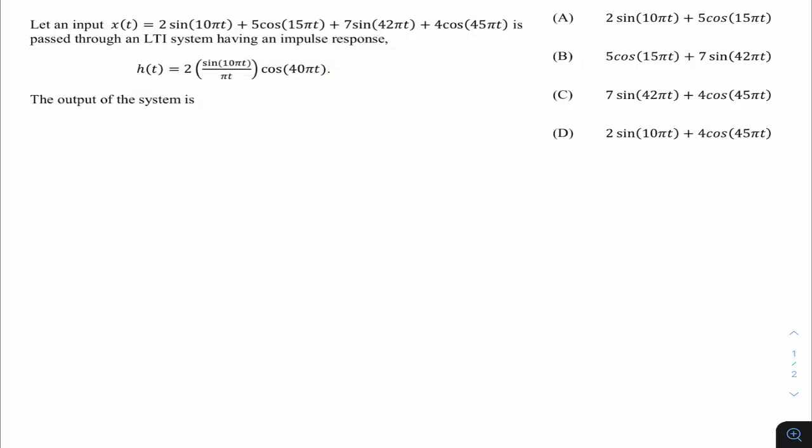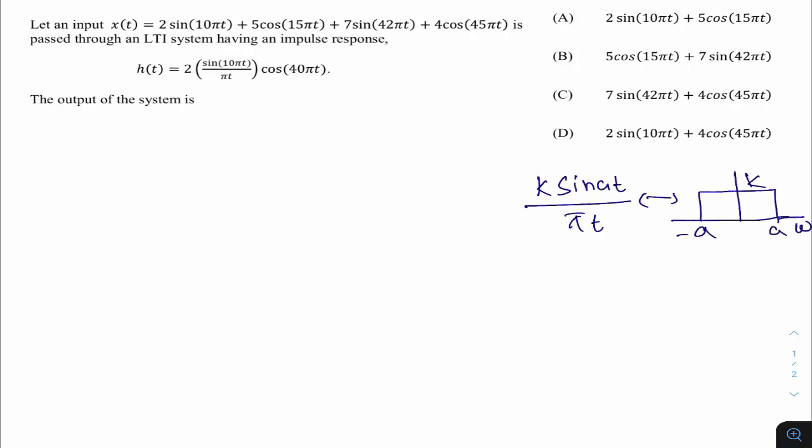The first target is to get the Fourier transform of this. Only when you know the frequency response of this system can you proceed. For this, I'll use some very standard results in the theory, which I believe all of you have studied. If the time domain expression is k sin(at) divided by πt, this represents a low pass filter. This is the frequency axis, and this is the cutoff frequency, with points at minus a and a, and this height is k. Whenever you have k sin(at) by πt, this always represents a low pass filter. Why am I using this? Because here I have something like this, k sin(at) by πt.